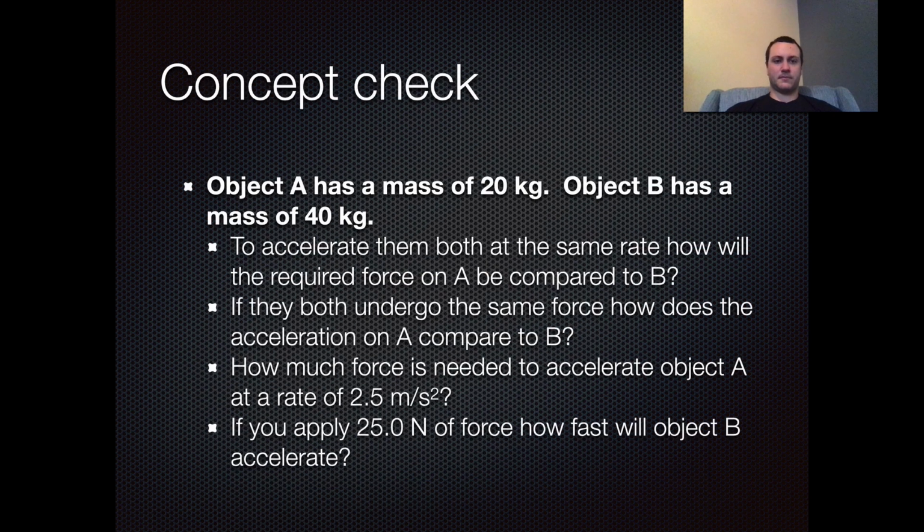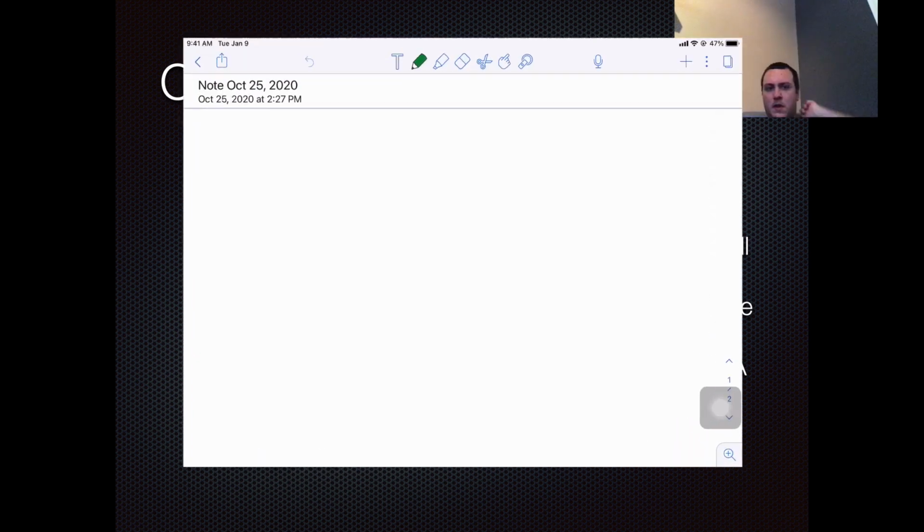So a quick check on concepts here, just to get an idea of the proportional and inverse proportionals that we see. Object A has a mass of 20 kilograms. Object B has a mass of 40 kilograms. There are 4 questions on this slide here. What I want you to do is quickly pause the video, make some predictions, and then unpause it and hear what the answers are. Okay, so you've had a chance to look at these questions. So let's roll through them here.